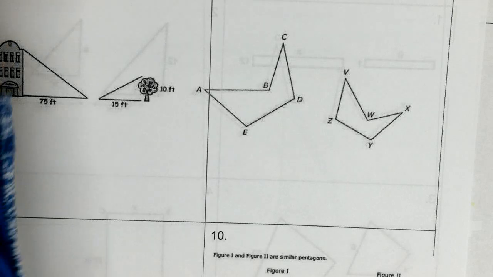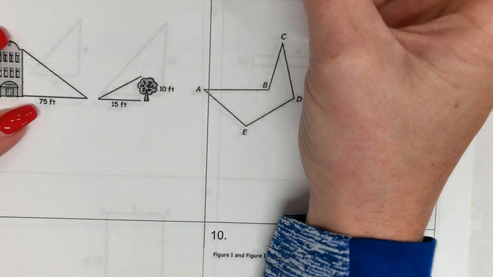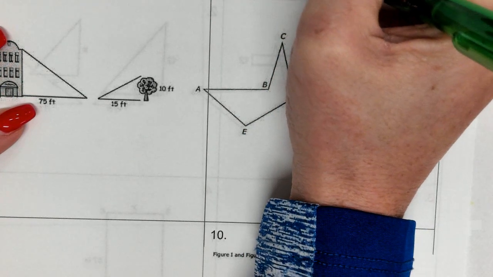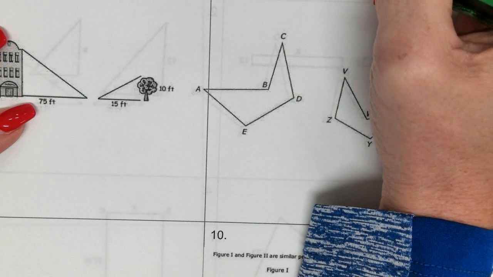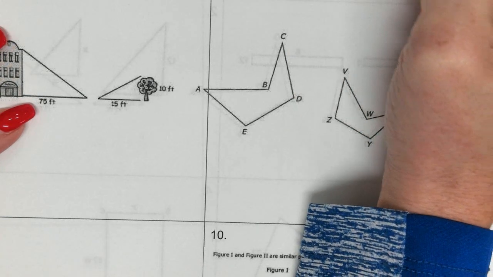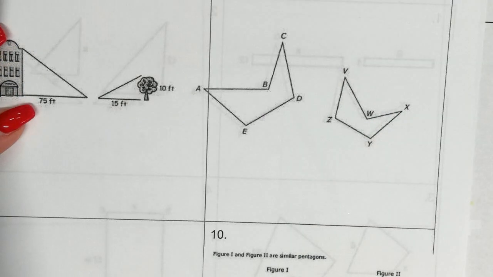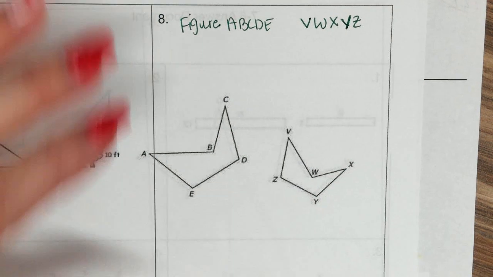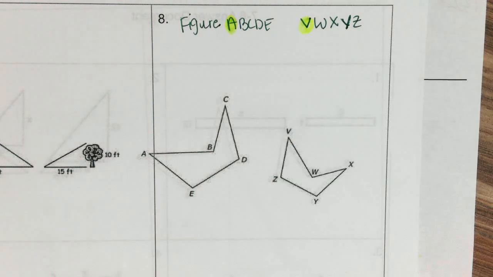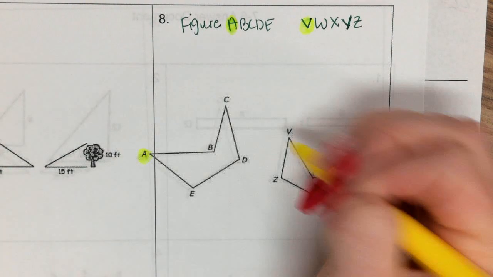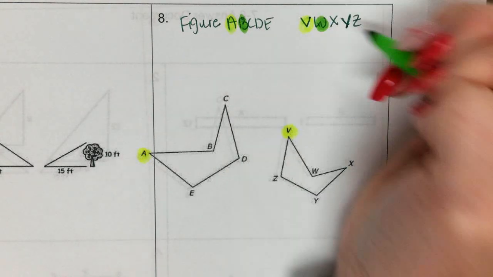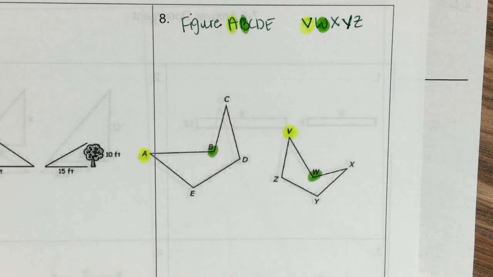This one. See how right here it says figure, and I'm going to write this down. It says figure A, B, C, D, E is similar to figure V, W, X, Y, Z. Okay. So I just wrote that down. Do y'all see this? They are telling you the A and the V are in the same position. So this A goes with this V. Are y'all with me on this? Okay, they are telling you the B goes with the W. So the B and the W are in the same position.